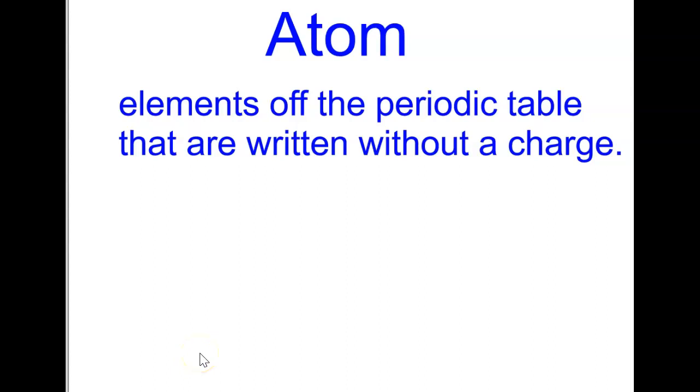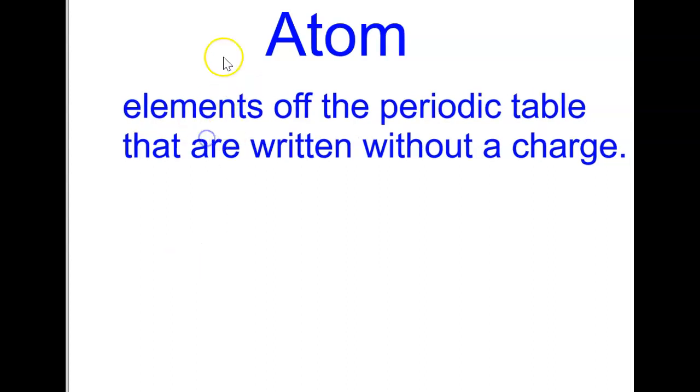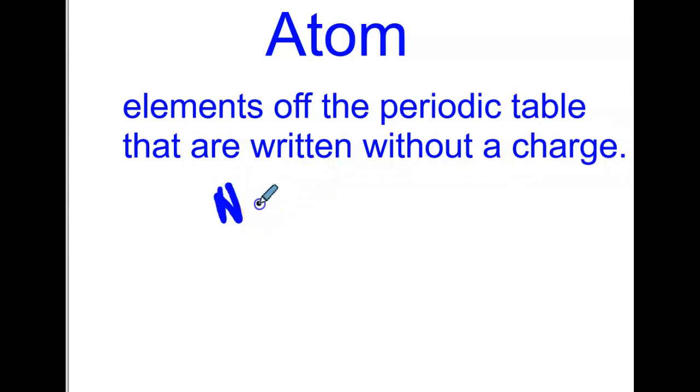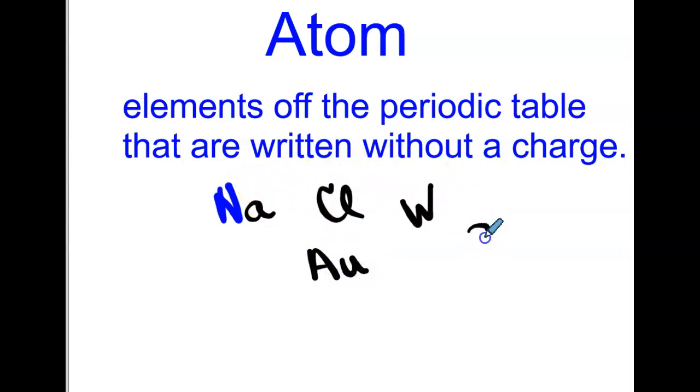Definition for an atom: elements off the periodic table that are written without a charge. Some examples would include the following. Sodium. Don't know why that changed colors. Chlorine. Tungsten. Gold. Notice none of these have a plus or minus charge. Sulfur. These are all atoms.